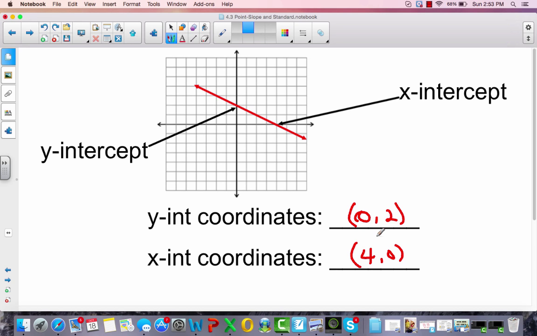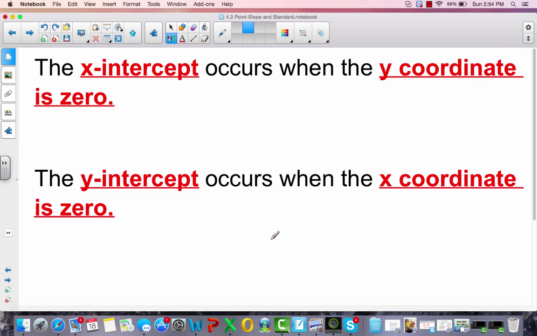Okay, so we've got an x-intercept and a y-intercept. Those are the coordinates, and if you notice something about those coordinates, the y-intercept occurs when the x is 0. The x-intercept occurs when the y is 0. So it's a very important concept. The x-intercept occurs when the y-coordinate is 0, and the y-intercept occurs when the x-coordinate is 0.